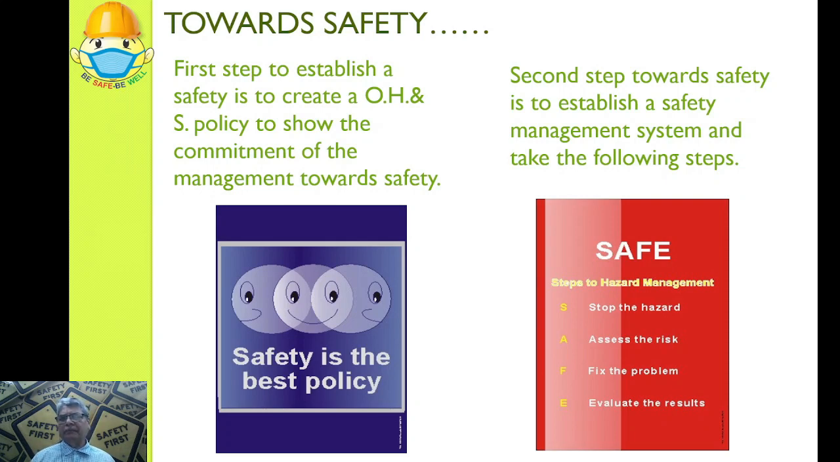The second step is to establish a safety management system, and you have to take the following steps: identification of the hazard, assessing the risk, fixing the problem by taking corrective action, and evaluating after the corrective action whether the action is correct and whether you have reduced the risk, whether you have brought the risk within limits.